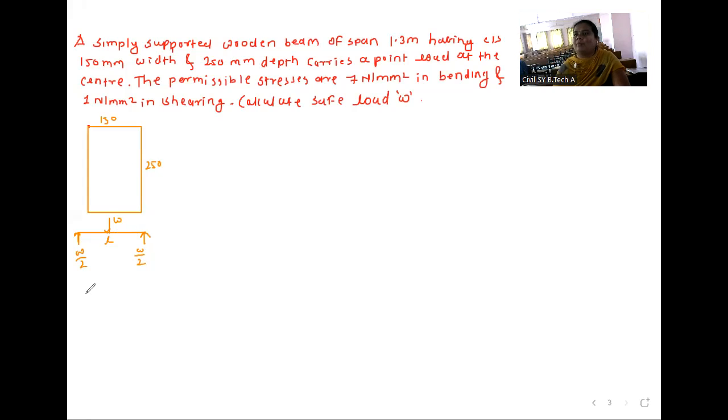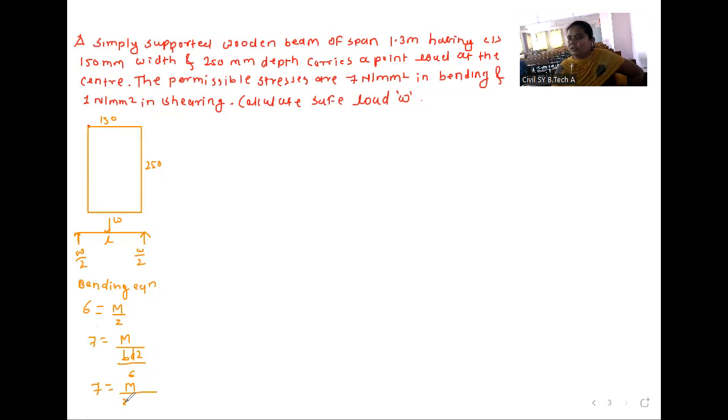So first we will apply the bending equation. Bending stress sigma is equal to M by Z, or M by I into Y, nothing but M by Z. The section modulus for this rectangular section is BD square by 6. Bending stress is given, so we will put the value here. Bending stress is 7, which is equal to M divided by Z, that is BD square by 6.